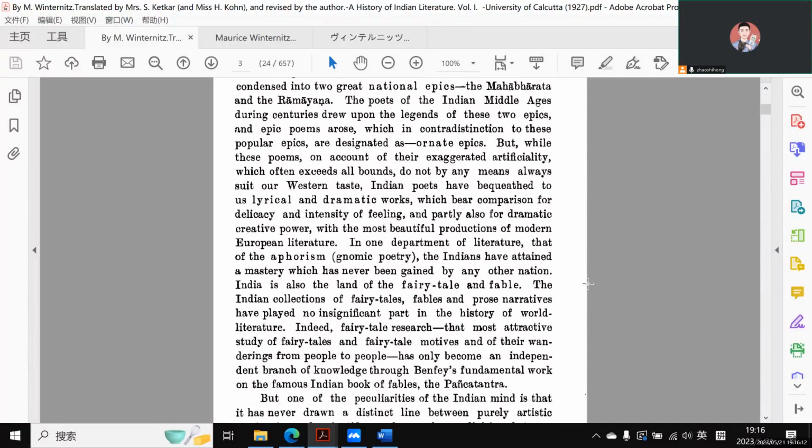Okay, then let's continue. In one department of literature, that of the aphorism, the so-called gnomic poetry, a kind of poetry used to teach people to be good persons and not to behave badly or evilly, the Indians have attained a mastery which has never been gained by any other nation. India is also the land of the fairy tale and the fable. The Indian collections of fairy tales, fables, and prose narratives have played a significant part in the history of world literature.